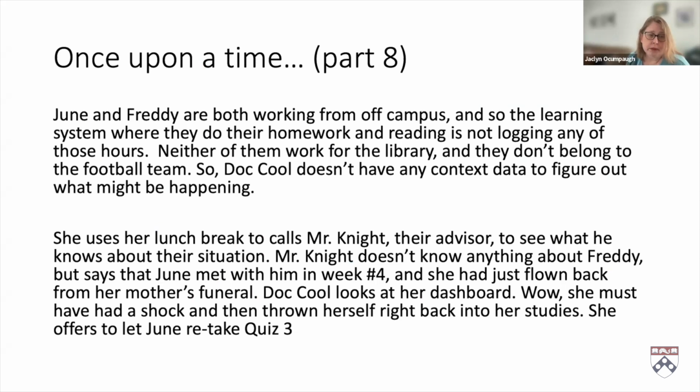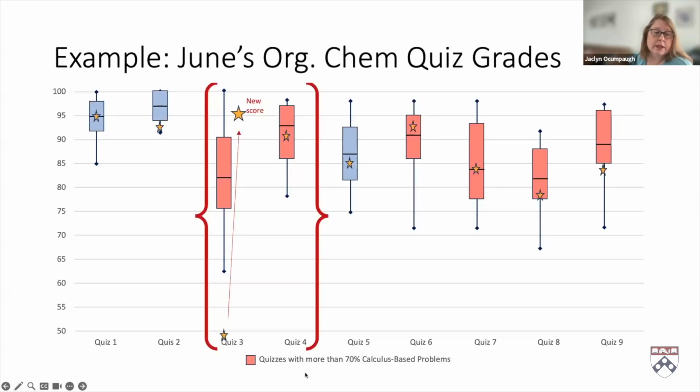Mr. Knight doesn't know anything about Freddie, but he says that June met with him in week number 4, and she'd just flown back from her mother's funeral. Doc Cool looks at her dashboard. Wow, June must have had quite a shock and then just thrown herself right back into her studies. She offers to let June retake quiz 3. So let's look at this dashboard. Here is June's original score, and here's the score that she received when she was allowed to retake it, which is a totally appropriate thing if somebody has just gone through such a big shock, right?